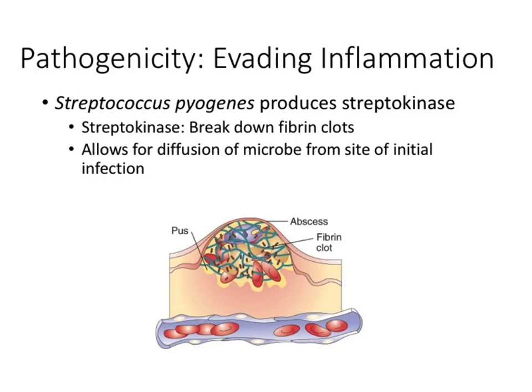For example, Streptococcus pyogenes produces an enzyme known as streptokinase. This enzyme breaks down blood clots. Okay? So the streptokinase enzyme breaks down blood clots. The benefit of that is it allows the organism to escape these localized regions where infection is occurring, to escape the fibrin clot that has formed, and it actually allows for the organism to spread its infection.